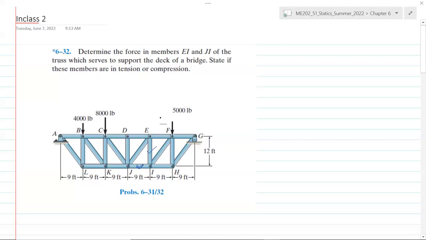And for this purpose, we will use method of sections, because if we use method of joints, then we have to solve for all the previous joints before we even solve for the joints where these two members are connected. To save time, we will use method of sections. So first, we would like to calculate the support reactions at joint G, and then we will take the cross section.